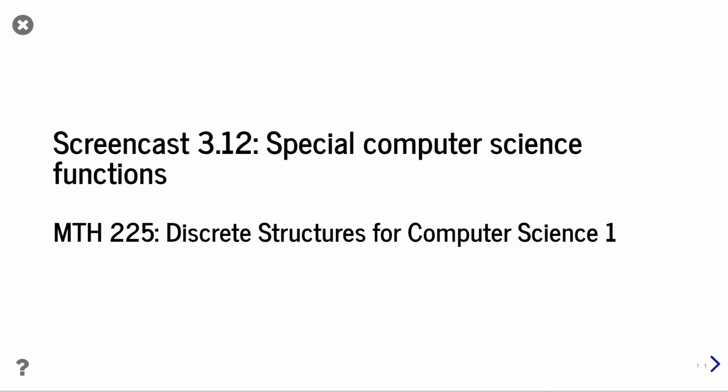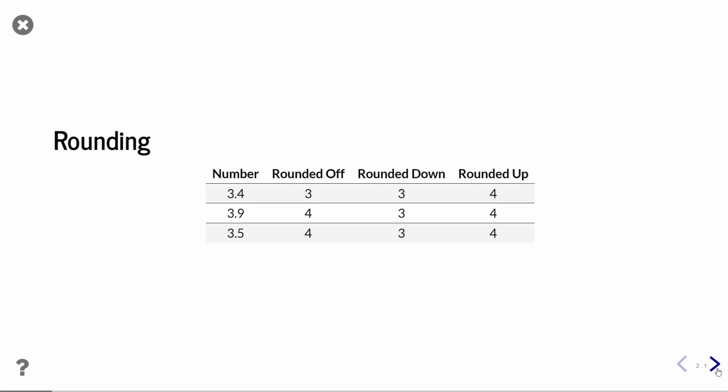Since we work so often with integers, it's helpful to have functions on hand that will take a number that isn't an integer and turn it into one that is. The simplest way to do that is by rounding. There's 3 ways to round, as you know: rounding off, rounding down, or rounding up. Computer science makes particular use of the last 2.